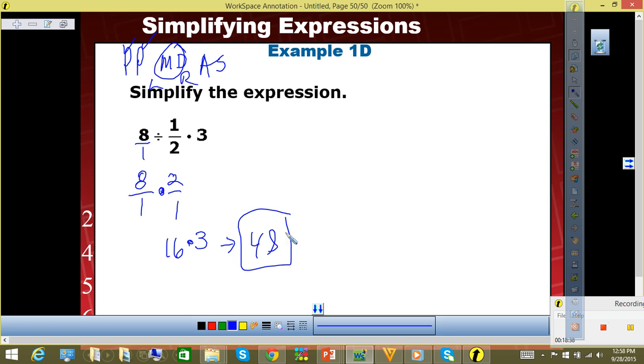I told you guys that this is so simple. Some of you are going to make mistakes, so you need to pay attention to the little signs and the little order of operations. Let's do another one. Here we go. Copy this one.